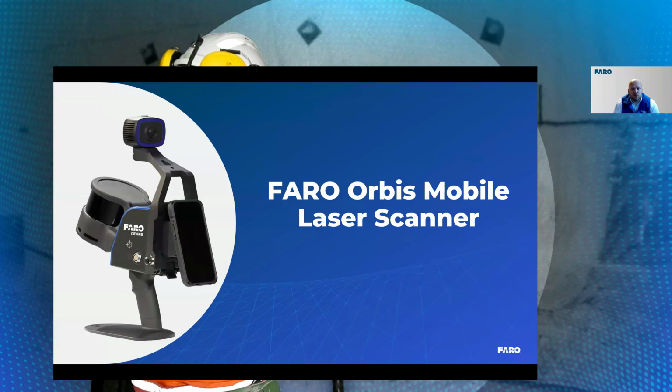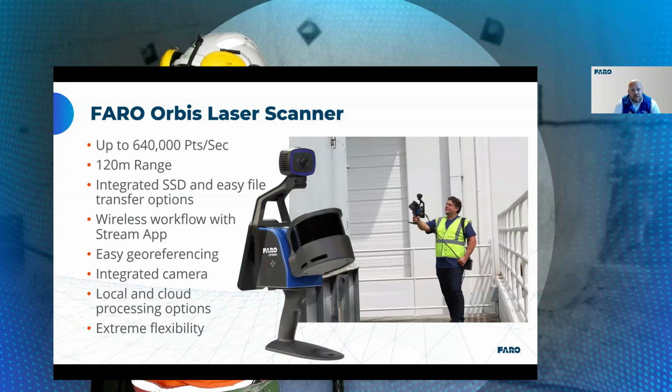Now, as I mentioned, the other tool we offer that people are a lot less familiar with based on the poll results there is the Orbis mobile scanner using what we call SLAM technology. So let's talk about that for a minute. The Orbis laser scanner can actually shoot out 640,000 points per second at a range of about 120 meters. It has an onboard SSD and easy file transfer. We can take data off of it either via USB key or via Wi-Fi. That same Wi-Fi allows us to connect to the Stream app, similar to the Focus, to be able to control it and to visualize scans as we collect them.